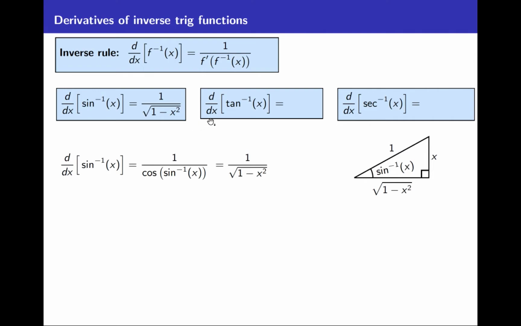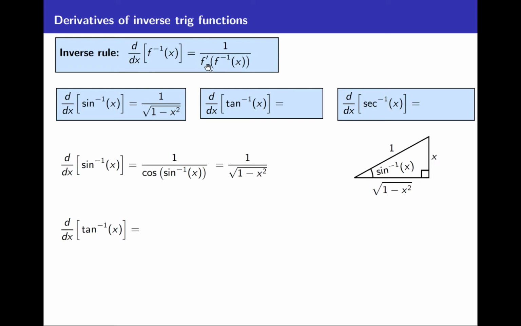Let's now move on to our next formula, the derivative of tangent inverse of x. We'll work that out here. We'll use our inverse rule. The derivative of tangent inverse of x would be 1 over the derivative of tangent with tangent inverse of x plugged into it. Just replace the f with tangent.